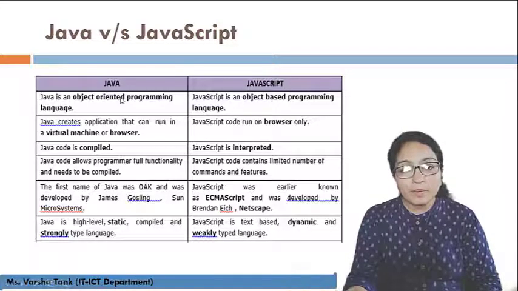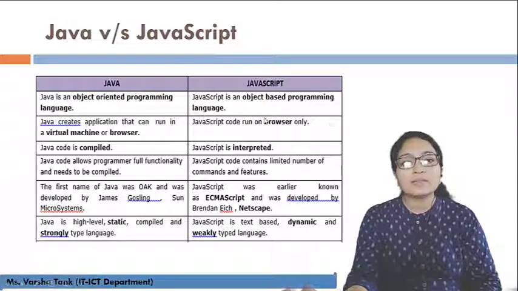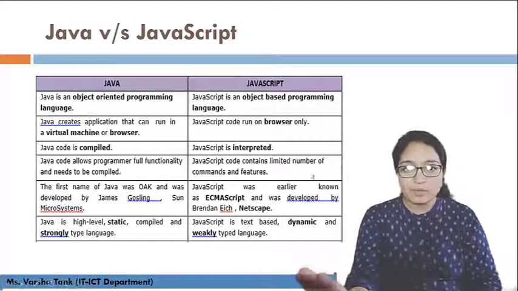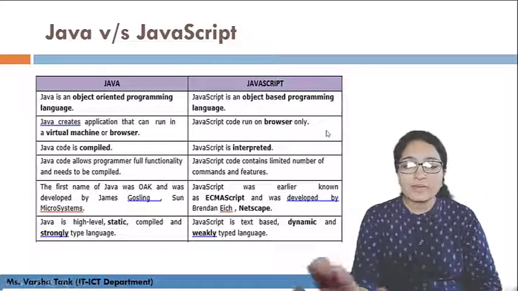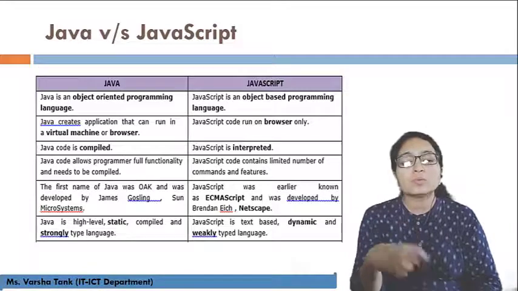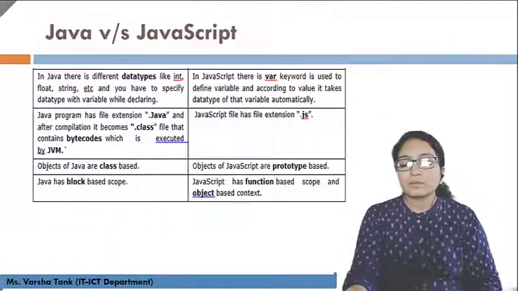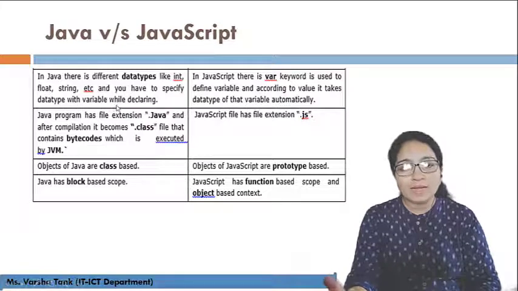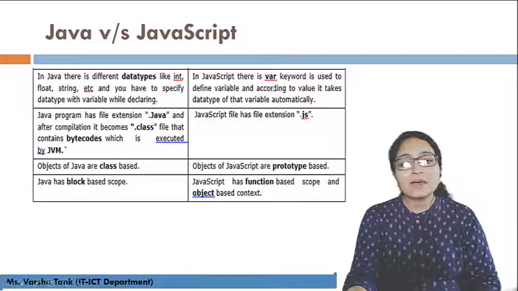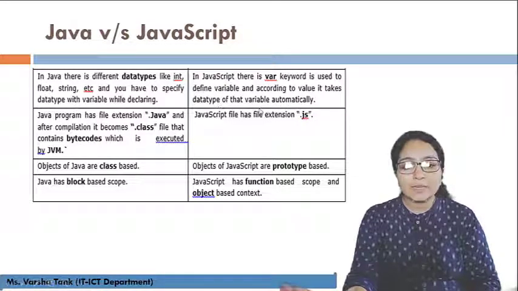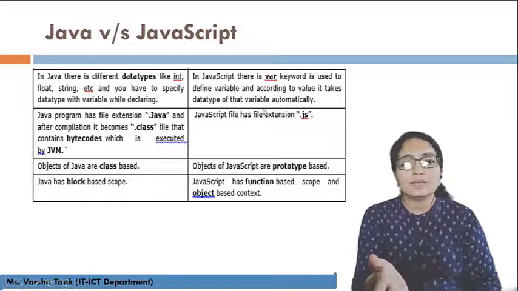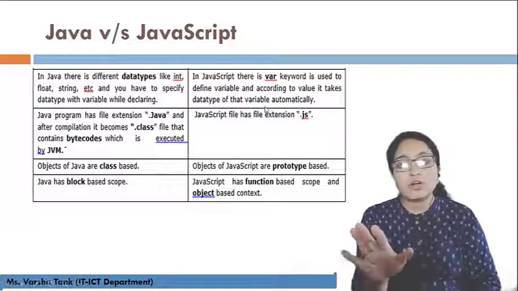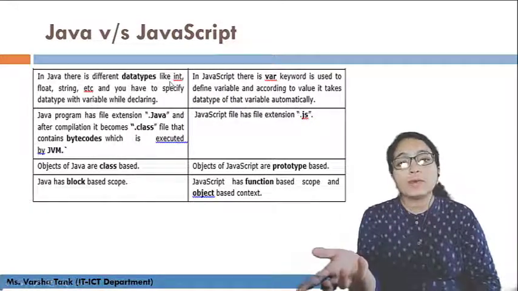Java is a proper object-oriented programming language, whereas JavaScript is based on objects. There are a number of objects in JavaScript. Whatever methods and functions we are using are defined from the object. In Java there are different types like integer, float, string, etc., and you have to specify the data type with the variable while declaring it. Whereas in JavaScript the var keyword is used to define the variable. According to the value, it takes the data type of that variable automatically. We don't have to specify the data type.